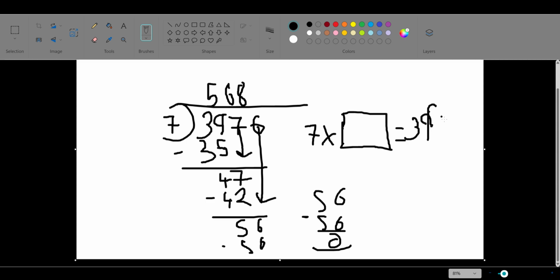So we found that this thing here times what is equal to 3,976, but you can easily put the answer here, 568. This is how you do large addition, subtraction, multiplication, and division.